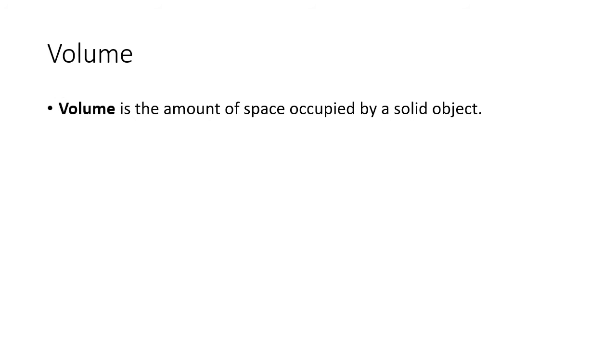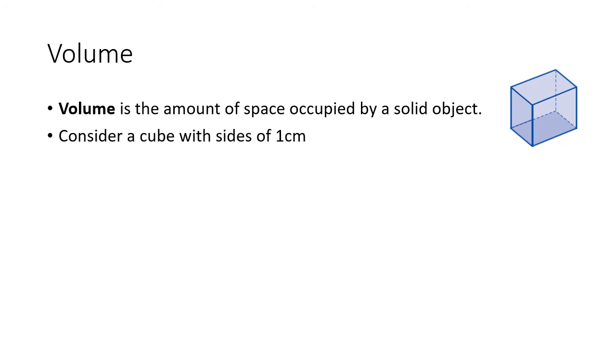Okay, so when we're talking about volume, what do we mean? It's the amount of space occupied by a solid object. So here's a nice simple solid object, a rectangular prism. We can figure out the volume of that object.